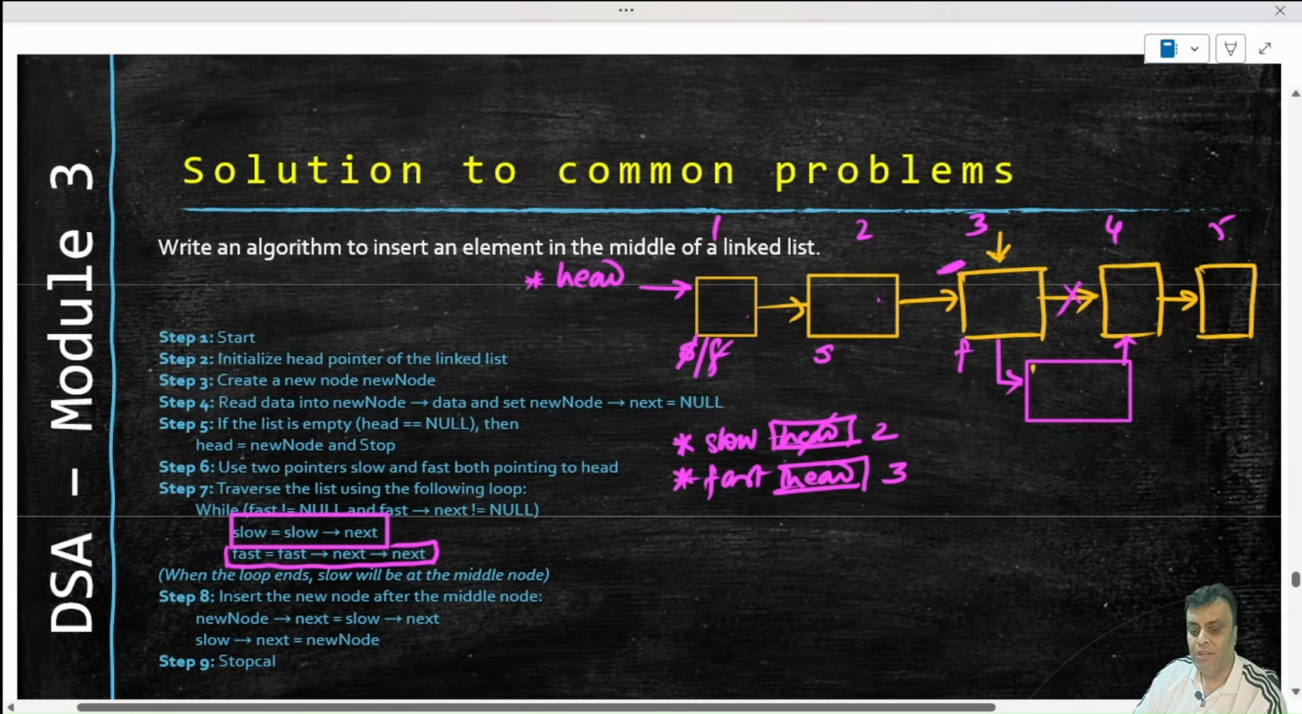And then again the loop goes on. When does the loop stop? When either the fast is null or the fast next is null. Because you are moving 2 times, you have to also check the fast next to be null. There is no point moving to next when next is actually null, right?